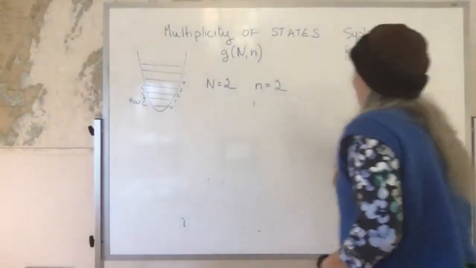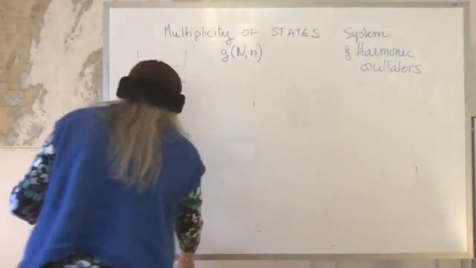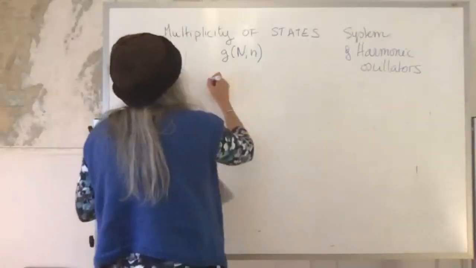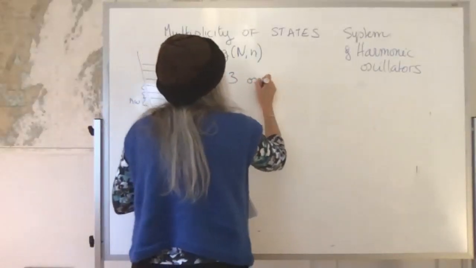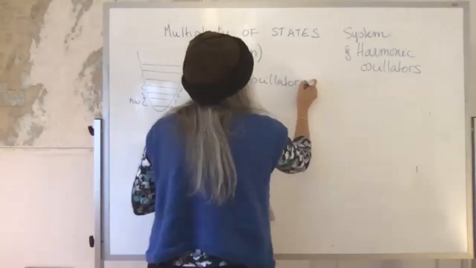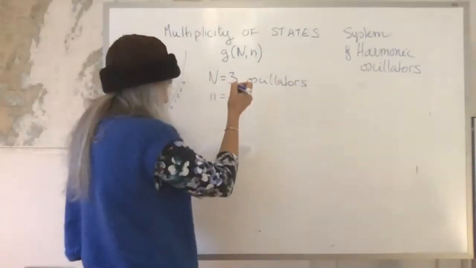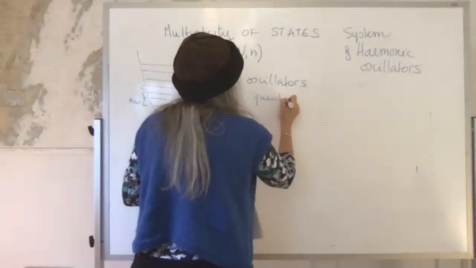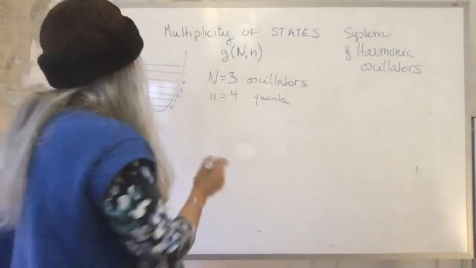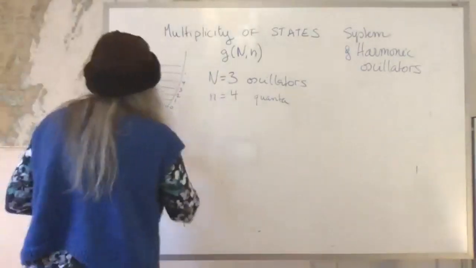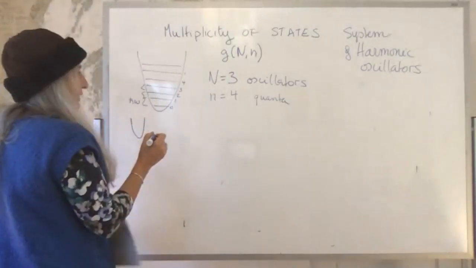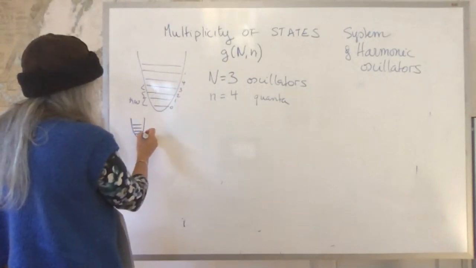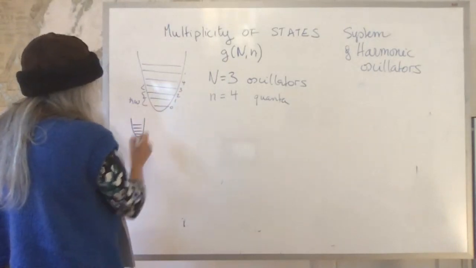So let's do another example of how this works. Let's say I have three oscillators, and I'm going to distribute 4 quanta. This is going to involve some more pictures. I have to have 5 states here: 0, 1, 2, 3, 4. So that's 5 states.